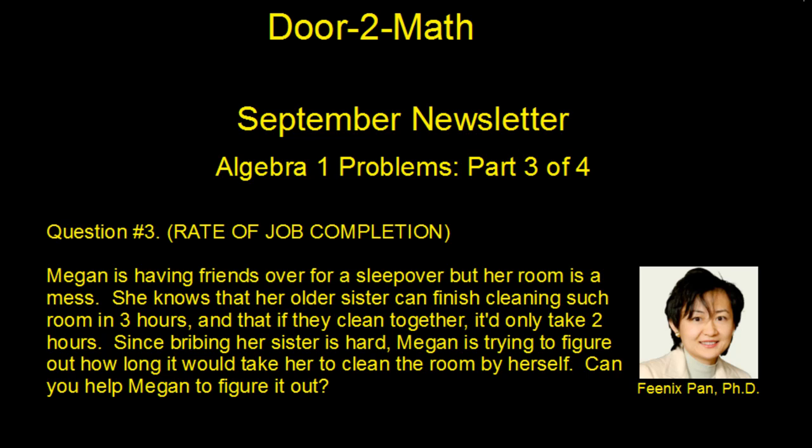We are dealing with a problem that involves rate of job completion. This is part 3 of 4 Algebra 1 problems. The problem states that Megan has a friend over and she wants to clean her room. She knows that her older sister can finish cleaning such a room in 3 hours, and if they work together, it will only take 2 hours.